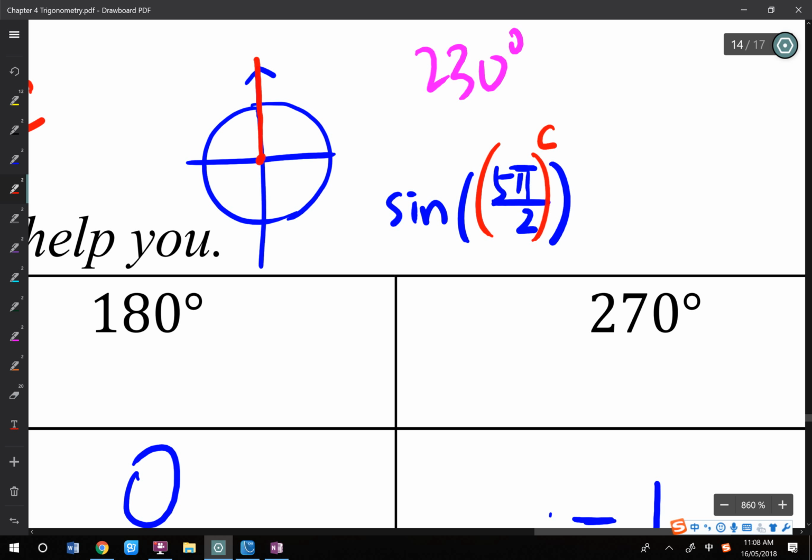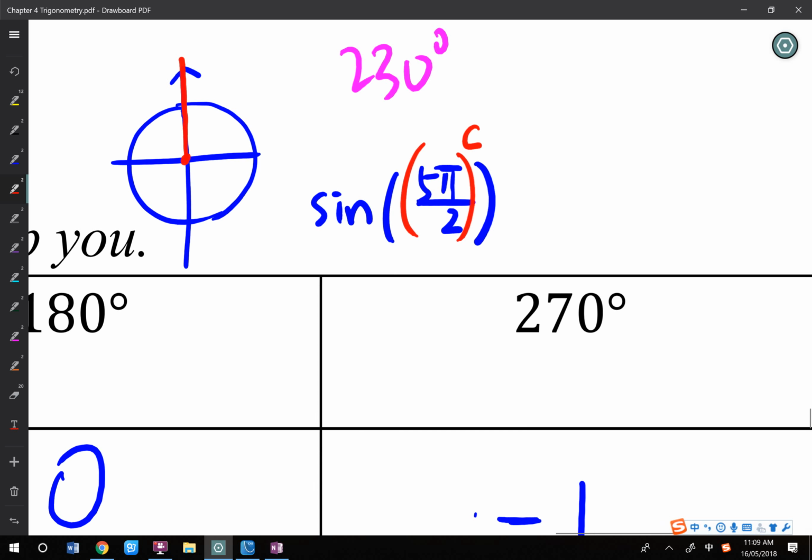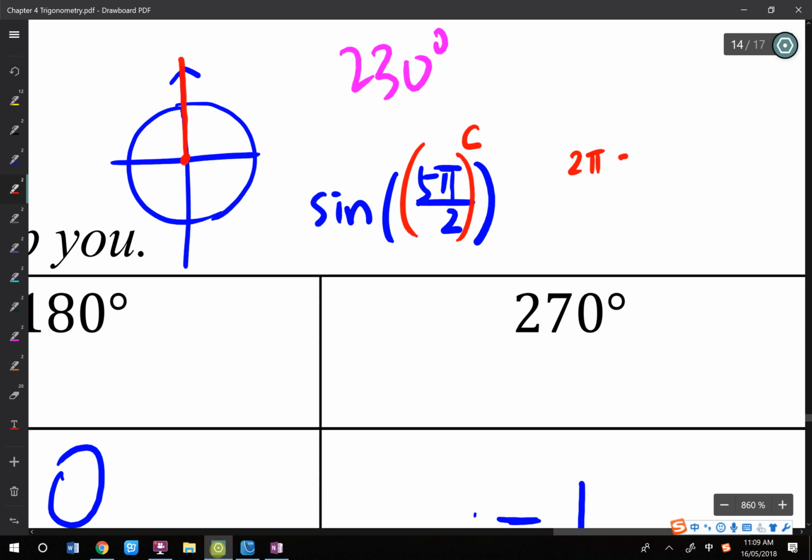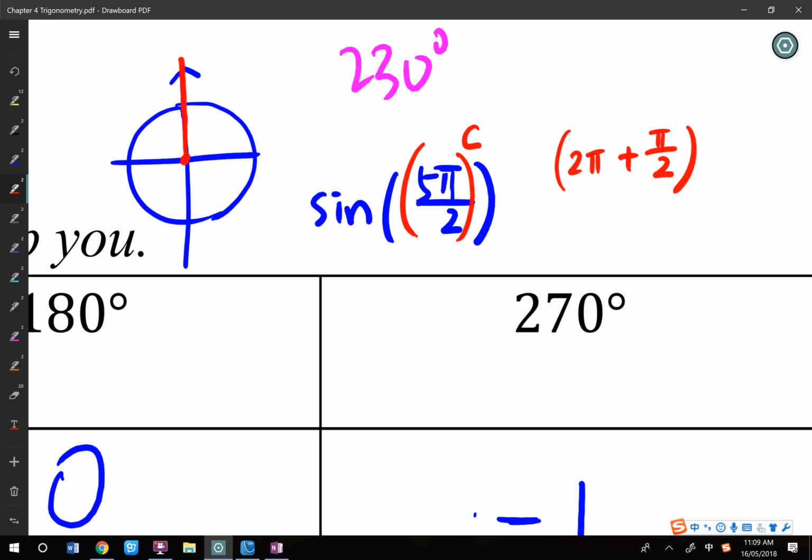Can you see? Well, why is there? What's 5 pi over 2? That's 2 pi plus pi over 2. Can you see that? It's 4 pi over 2 plus pi on 2, which is 2 pi and a bit. Why do I get the 2 pi out? Because when you turn 2 pi, it's a complete cycle, and then you further go another 90 degrees.